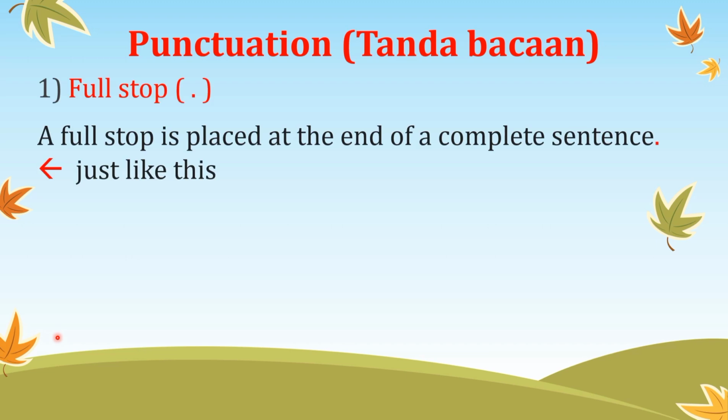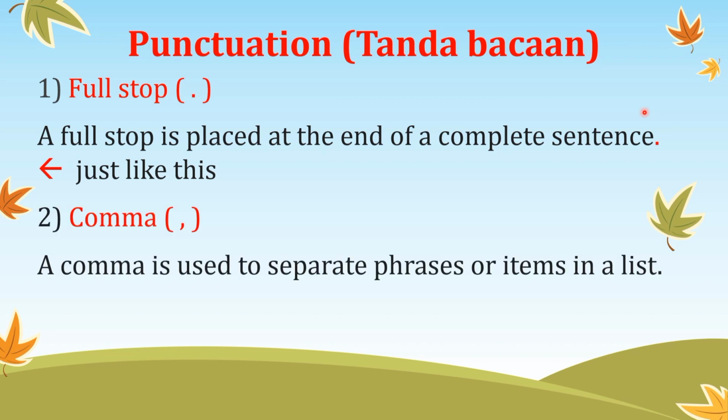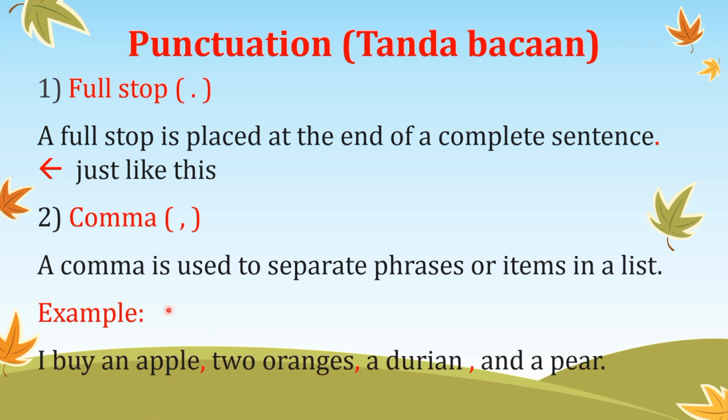So for the first one, we go to full stop, nokta. A full stop is placed at the end of a complete sentence, just like this. Comma. A comma is used to separate phrases or items in a list. For example, here, if we buy many items, we have a list of items that we buy. So the sentence should be like this: I buy an apple, comma, 2 oranges, comma, a durian, comma, and a pear, full stop.